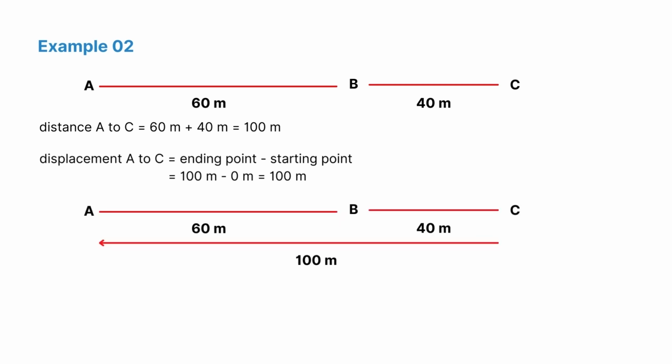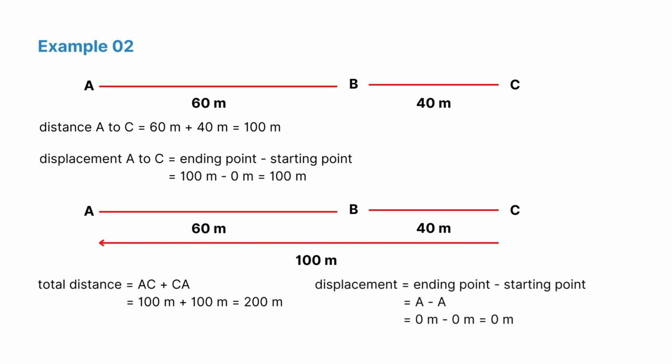Next the child decides to walk back again towards point A. Now if we calculate the distance, you can see the child walks from C to A, that is 100 meters, so now the distance is A to C plus C to A. That is 100 meters plus 100 meters equals 200 meters. But the displacement is the shortest distance between starting point and ending point. Here the starting point will be point A, and also the ending point will be point A, so the displacement will be 0. So I hope you have understood this example clearly.